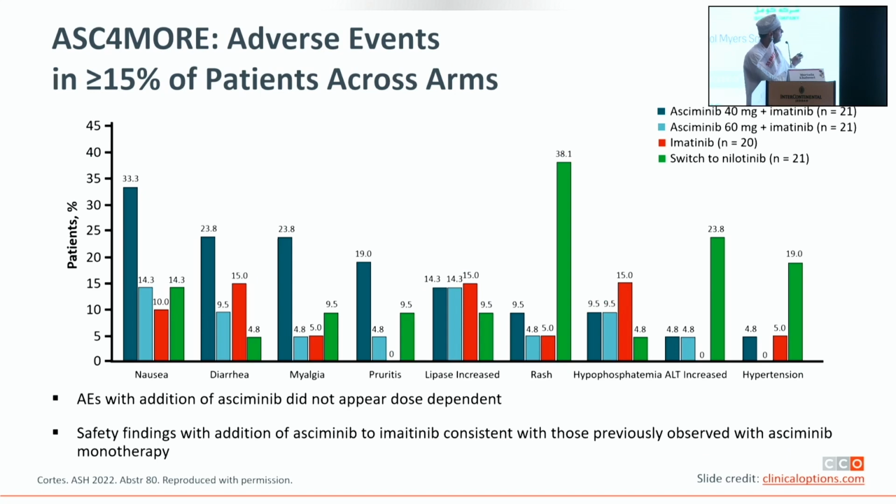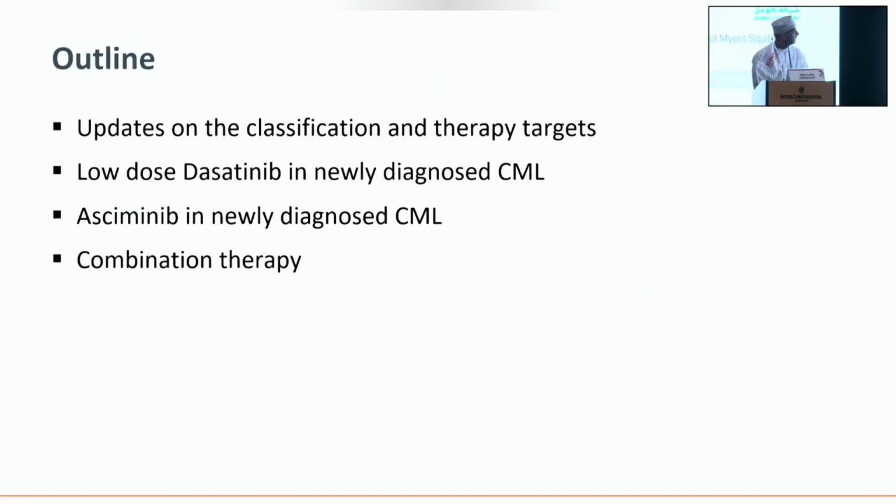When you look at the patients who had at least 15% adverse events, you see that this is where maybe that additional combination increases the adverse events: the nausea, the diarrhea, the myalgia, and the pruritus, but mostly the GI side effects.